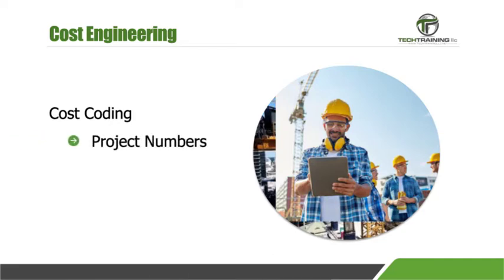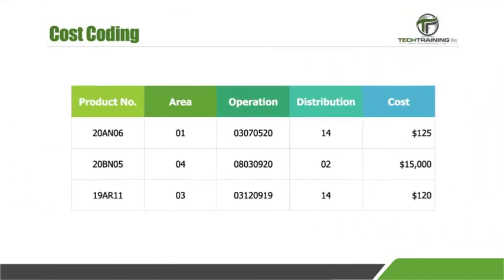Also, project numbers are created, areas of the project identified, tasks within the area, and assigned costs for specific tasks. Assigned costs will include labor, materials, and so on. This is an example of a cost coding system.